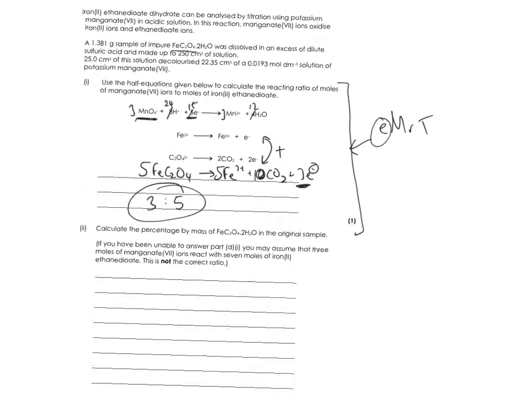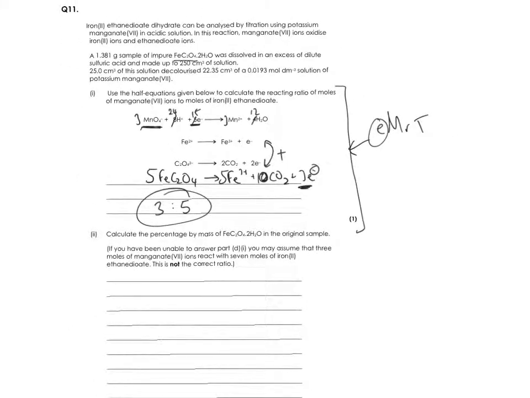So then it says calculate the percentage by mass of iron ethanedioate in the original sample. So our next step here is to work out number of moles. So let's have a look at the question and see what numbers we've got. If we look through the whole question, we'll see we've got a concentration and volume of potassium manganate. So we can work out moles of the manganate ions, which equals 22.35 times 0.0193 over 1,000, which will give us 4.31 times 10 to the minus 4.